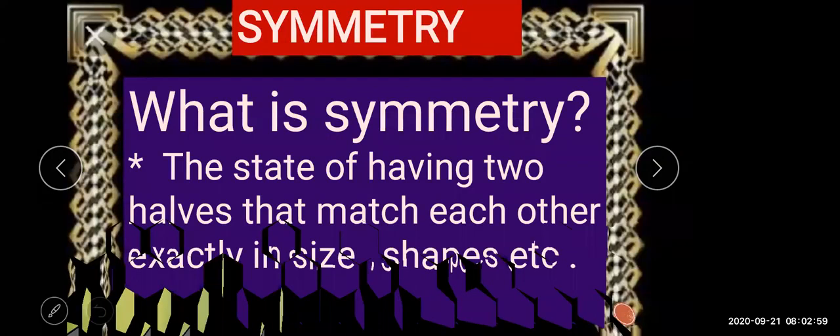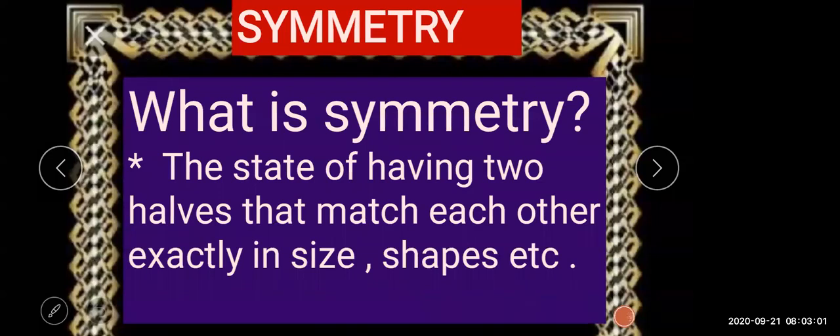So first of all, we will see the symmetry. What is symmetry? The state of having two halves that match each other exactly in size, shapes, etc.